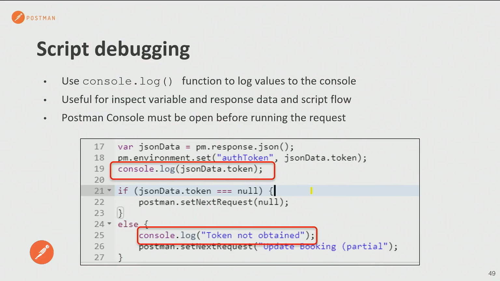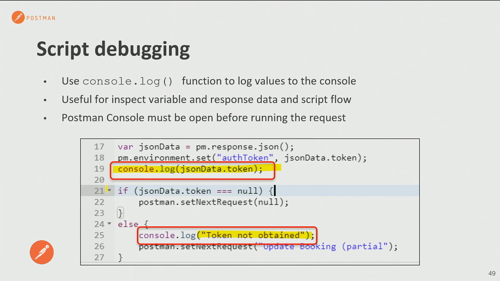And when you're writing these scripts, debugging is very useful because sometimes things don't behave as you expect and you're left wondering what my various data values are. So the console.log function is what we can use to log output into that Postman console. You can log the values of some variables or response data, or you can log some string just to inspect the flow of your script.